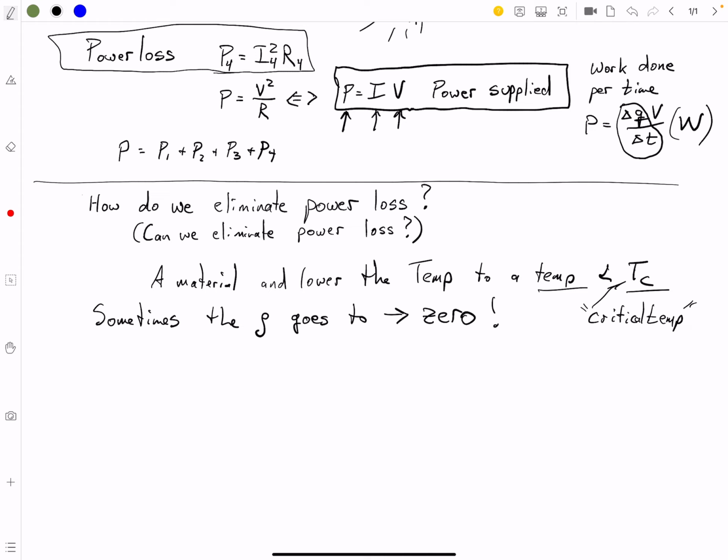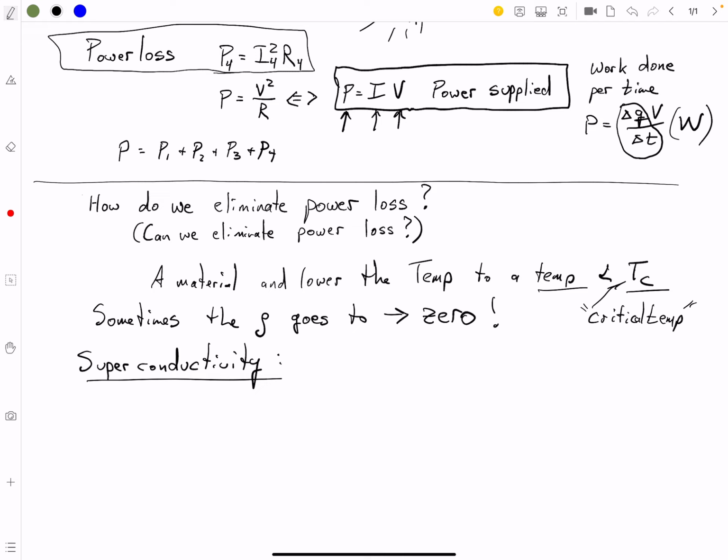Now, to do this whole thing, first of all, what do we call that? You guys have already said it in your head about 1,000 times probably. I'm talking about superconductivity. So we've got our superconductivity. That's the name of the game right here.